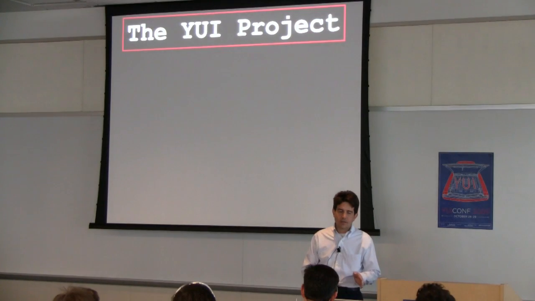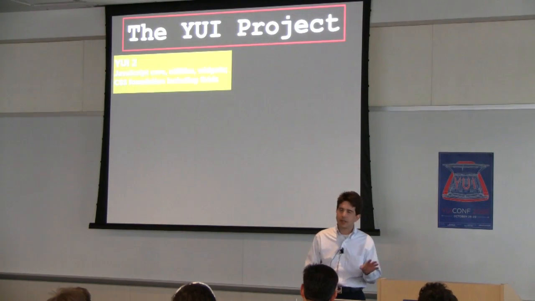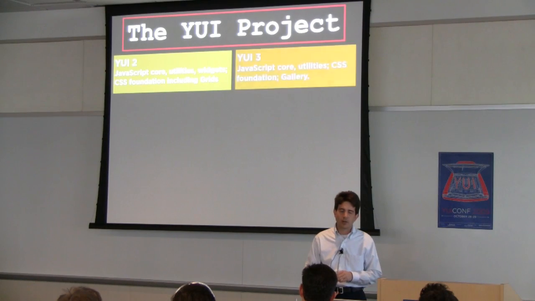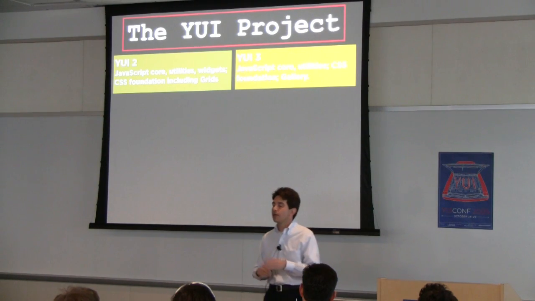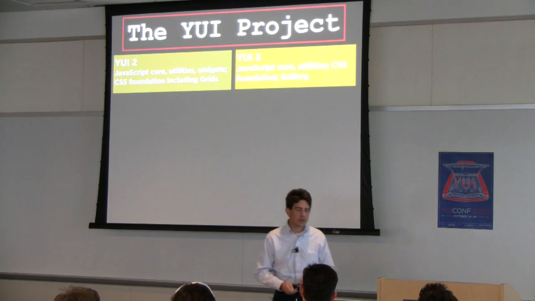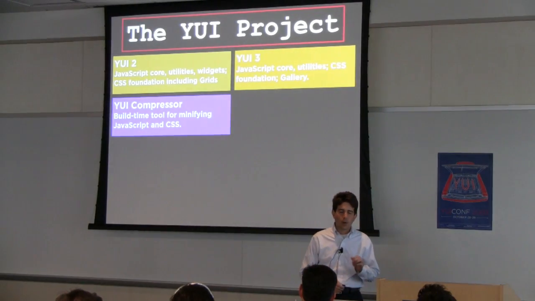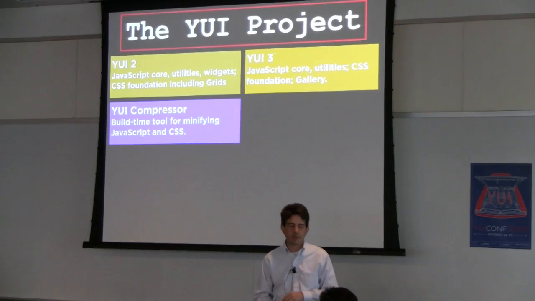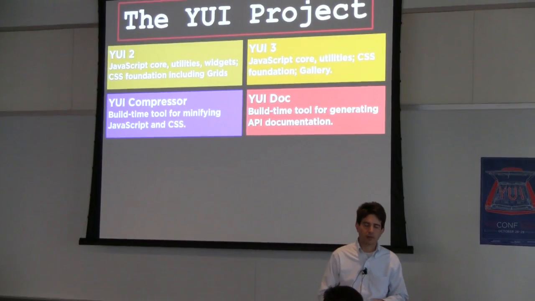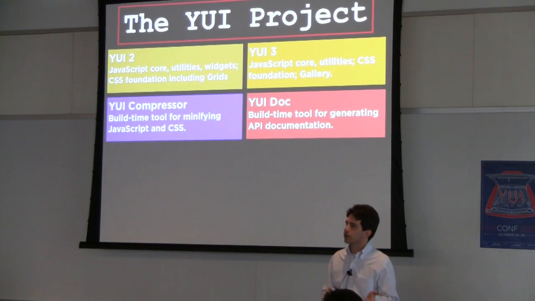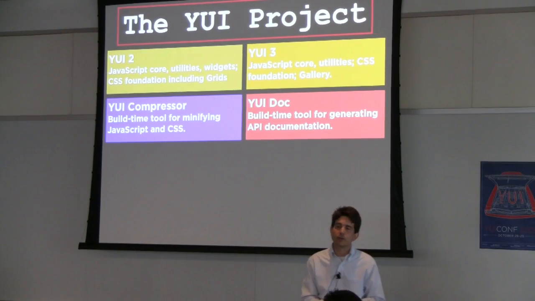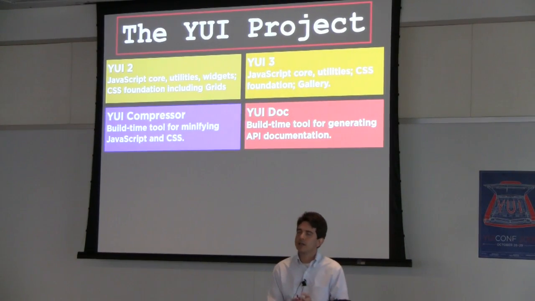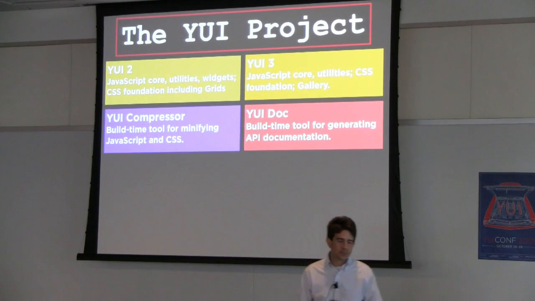The project itself now consists of, as I said, the YUI 2 code line, which is very familiar, I think, to most people. YUI 3, which is the focus of most of our attention this week. YUI Compressor, one of the best minification tools out there, if not the best, extremely well-known and popular. YUI Doc can be used to generate API documentation. We use it for YUI. It can also be used to document Python, PHP, a variety of other languages.